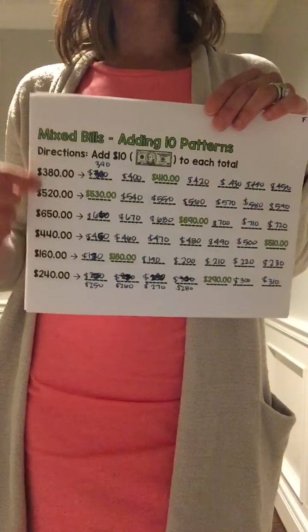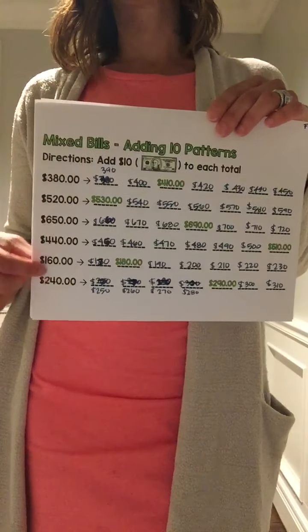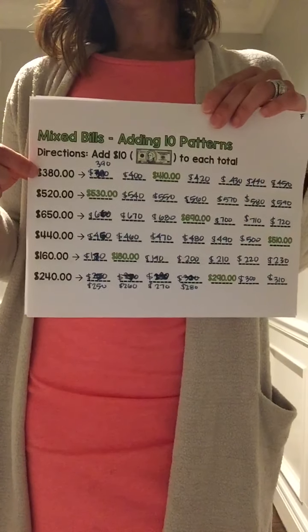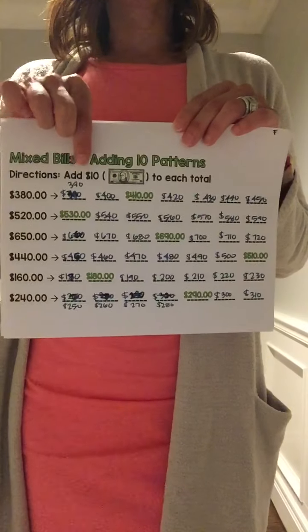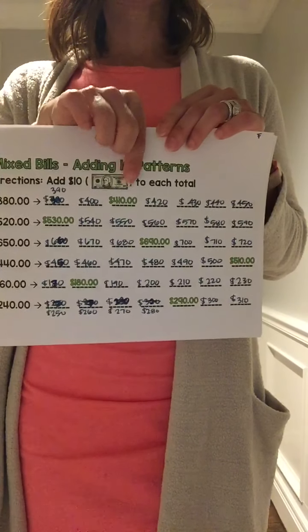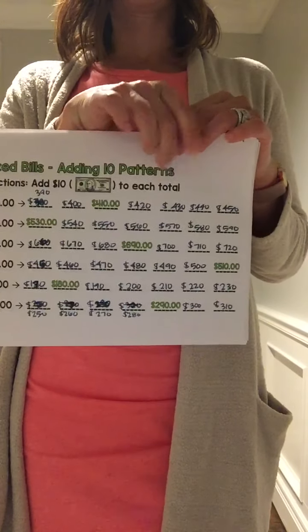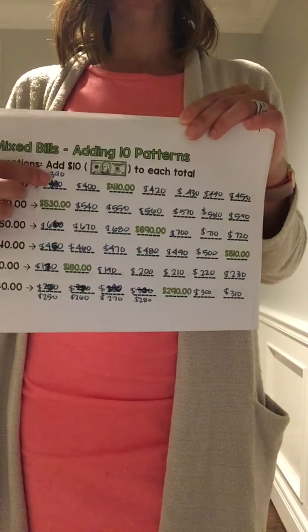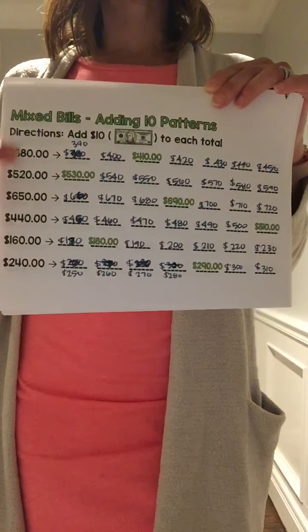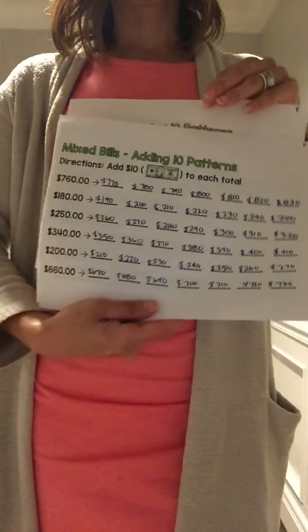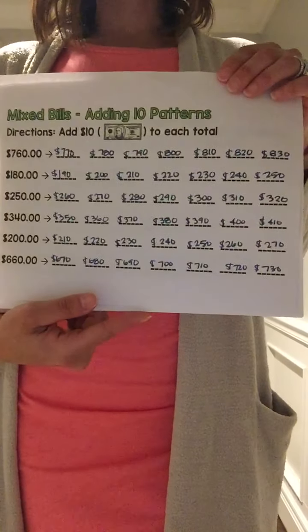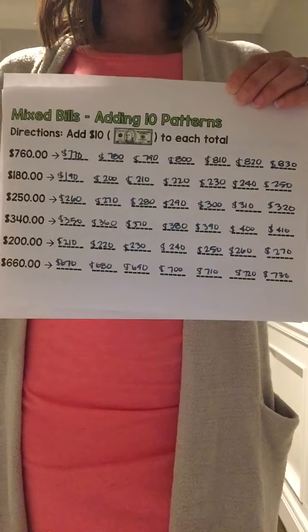So this should be much easier than counting by 20s, because we're just going up one number every time. Start at 380, you just go to 390, then 400, then 410, 420, 430, 440, 450. So each time the second number is just going up one number. You're going to do that for this whole sheet, and then the same for here. And you can freeze this and come back and look at your answers.